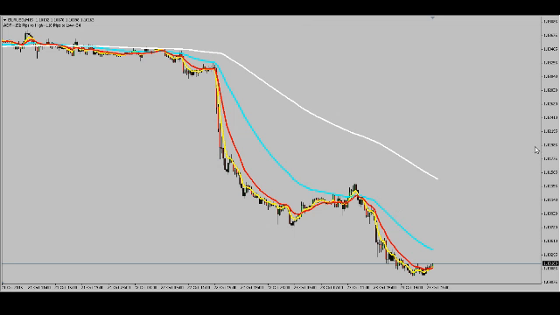Once you get familiar with these types of price movements and price action, you'll be able to better understand the gist of things. But that's a reasonable explanation of what these moving averages are.